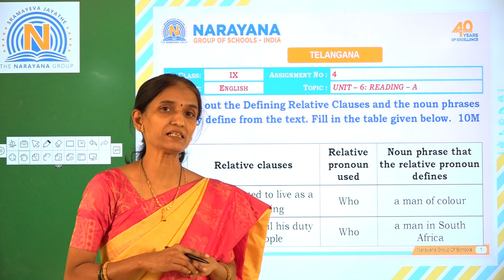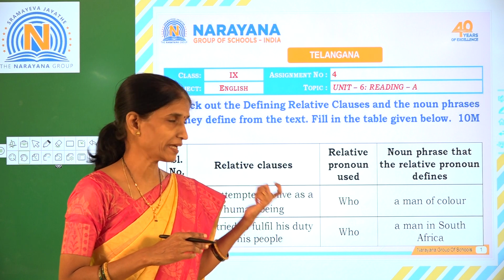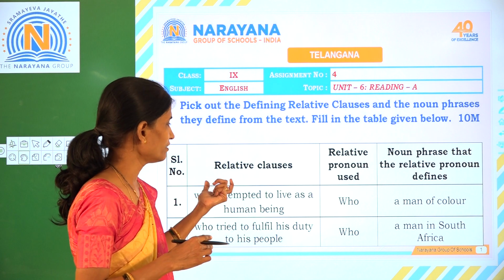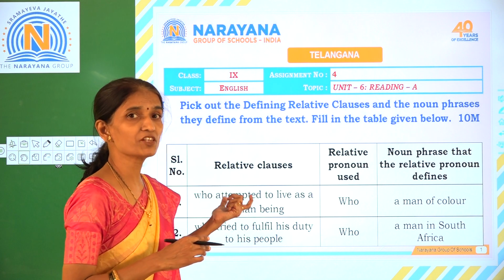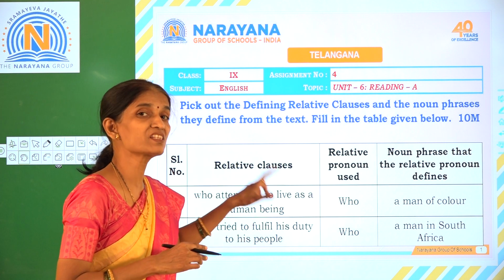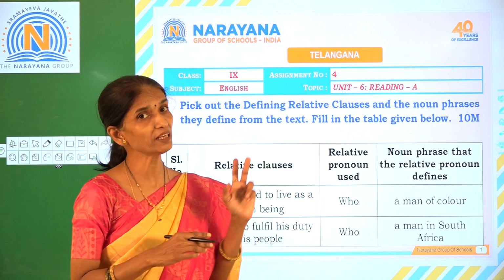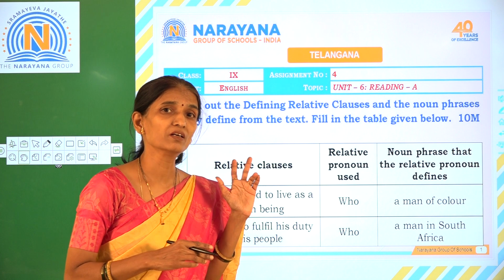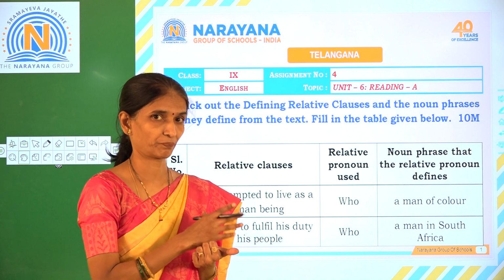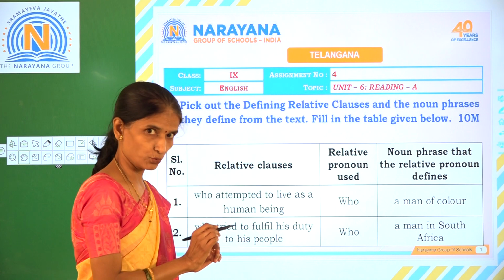Okay. So the exercise here is that the sentences are taken from the text, the 6th unit A reading, and these sentences have relative pronouns. What do they mean? To which subject do they refer? The subject referred to here is a noun or noun equivalent. It could be a noun or pronoun or noun phrase or noun clause. So you need to identify the relative pronoun used.